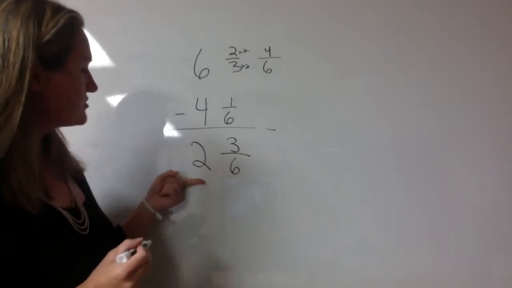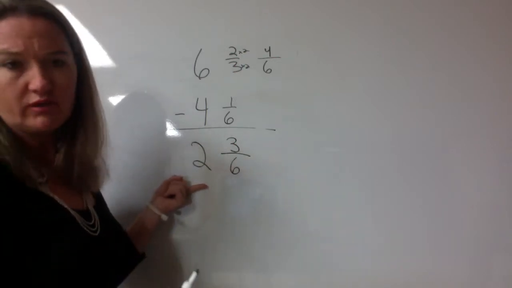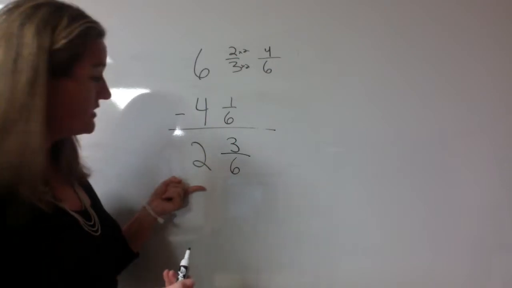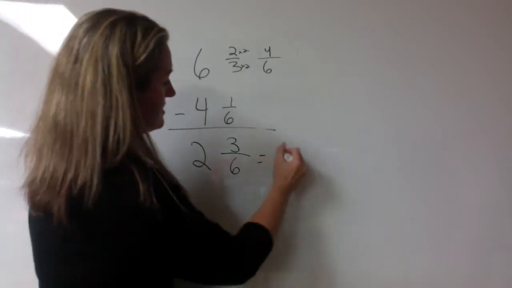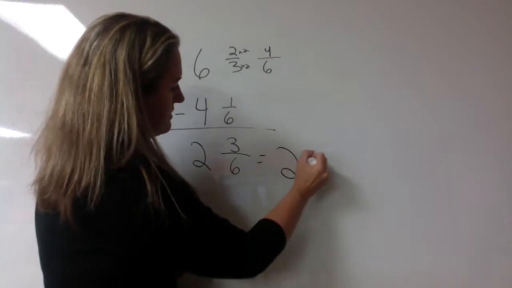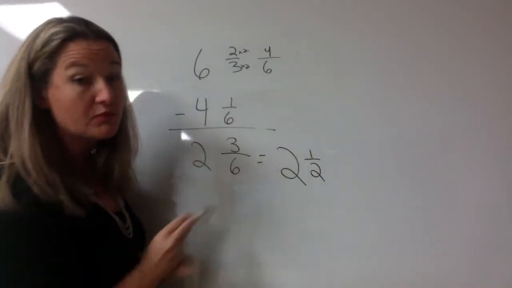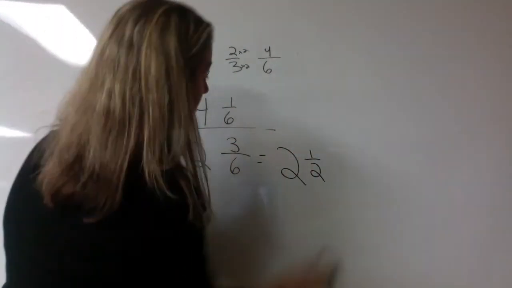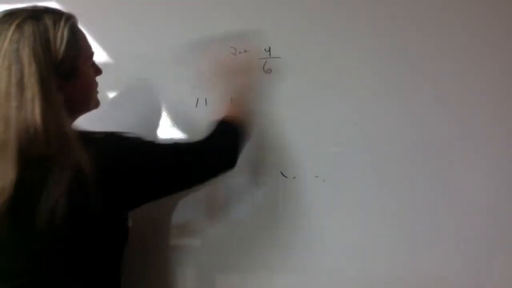Let's look at our answer. 2 3/6, can we leave that alone? No, we have to simplify. 2 3/6, that's the same thing as 2 1/2. Remember, we always have to put our answers in simplest form. So that's subtracting mixed numbers where we don't have to do any regrouping.